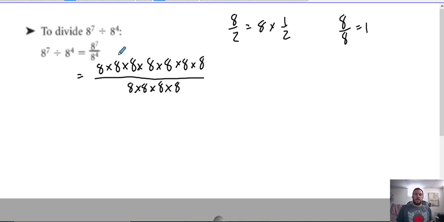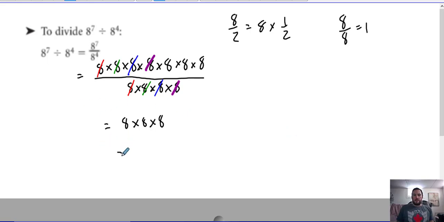So if I look at what's happening here, I have an 8 divided by an 8, so those are going to turn into a 1. And then I have another 8 divided by 8, so those are going to turn into a 1. And then I have a third 8 being divided by 8, so those are going to turn into 1. And then finally I have a fourth 8 divided by 8, so those will turn into a 1 as well. So what I'm left with is simply just 8 times 8 times 8 times a bunch of 1s, but 1 times 1 times 1 times 1 is just 1, so we don't write them out.